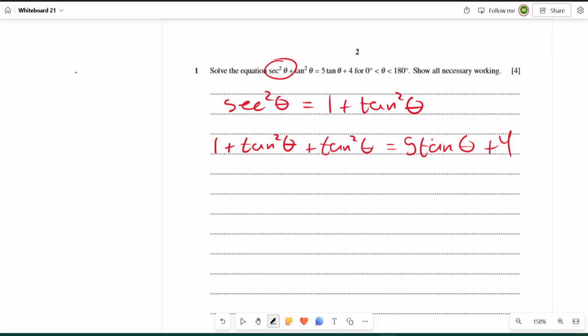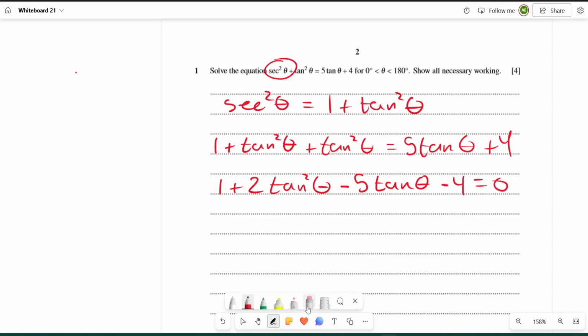So over here, I'm going to put everything on the left side. So this is going to be 1 plus tan squared theta plus tan squared theta, which is 2 tan squared theta. And then I'm going to move this 5 tan theta to the other side, and it becomes minus 5 tan theta, and then minus 4 equals 0. So 1 minus 4 is basically negative 3.